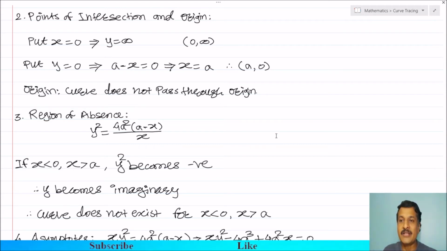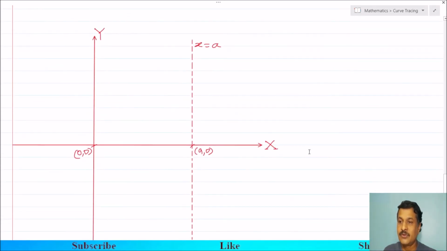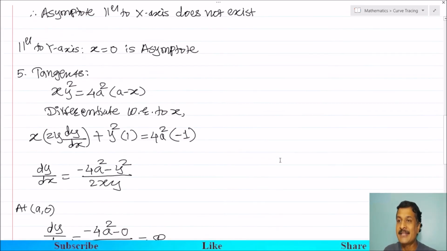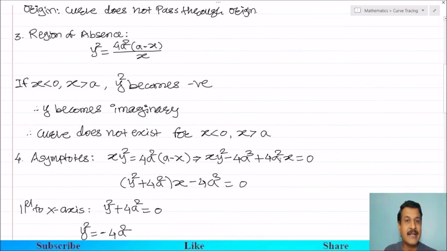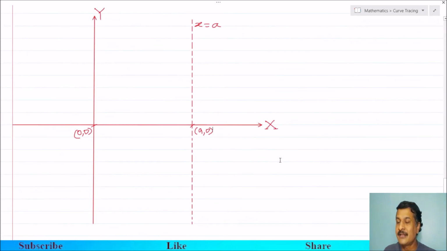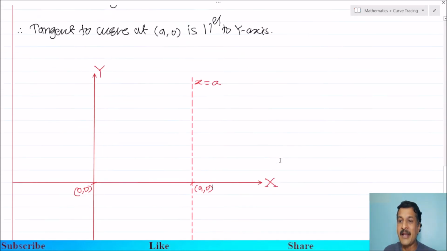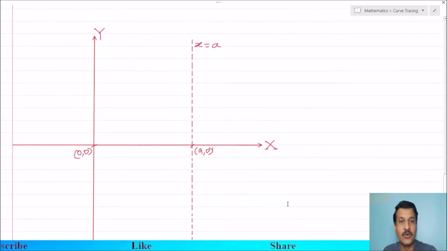Second is a comma 0. So a comma 0, this point, means at a0 there is a tangent. So the tangent is parallel to the y-axis. First of all, you should know what a tangent means: if any line is tangent to the curve, it means that the line touches the curve at a single point.